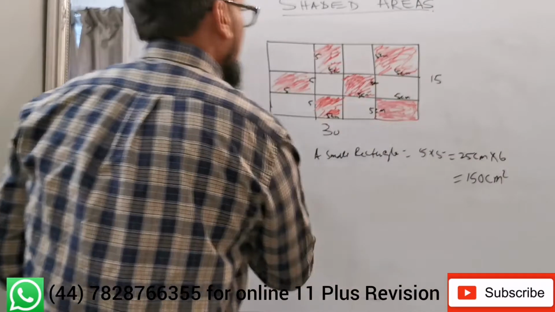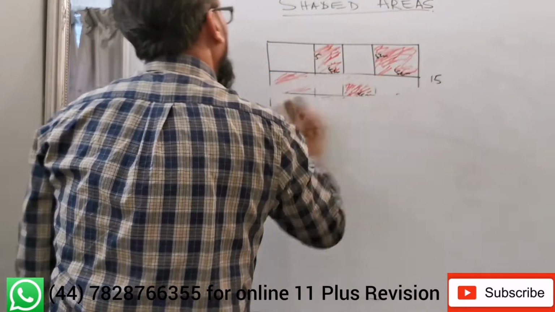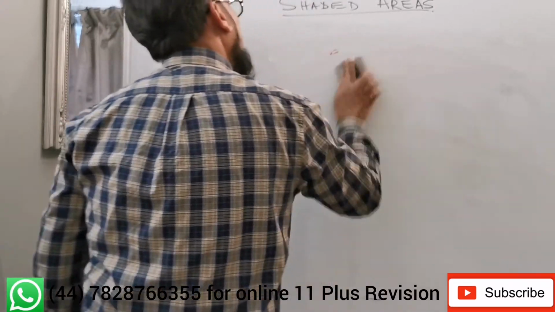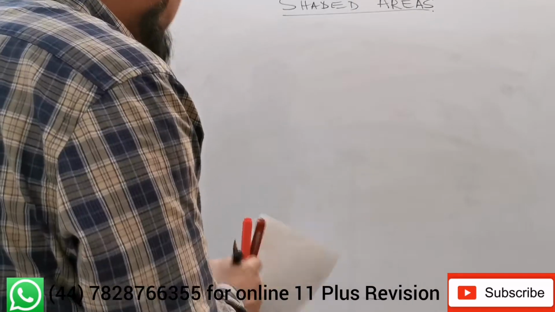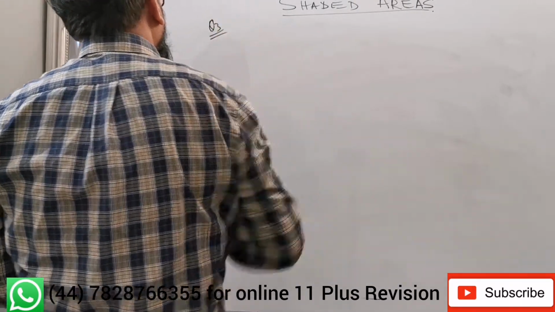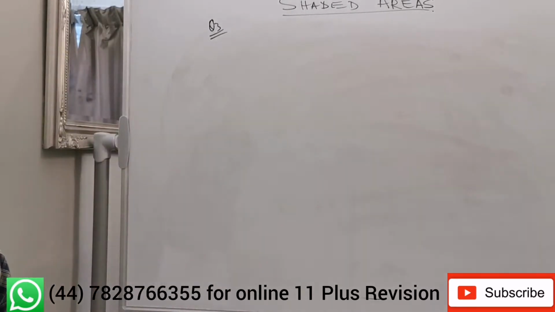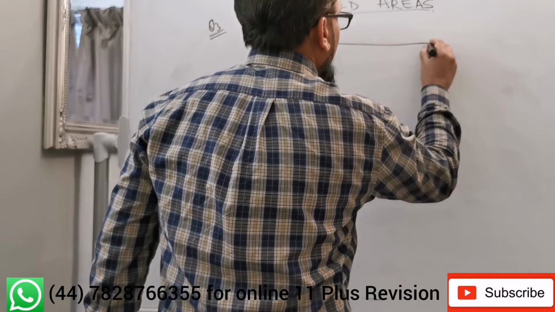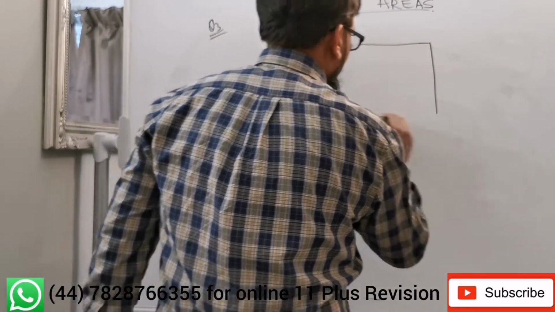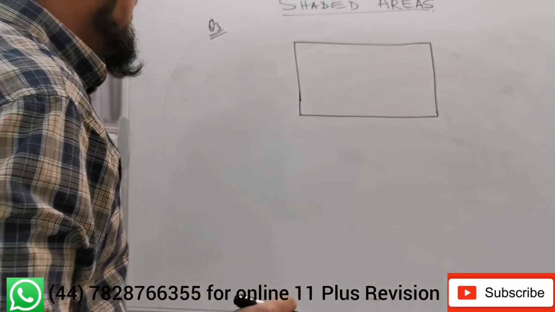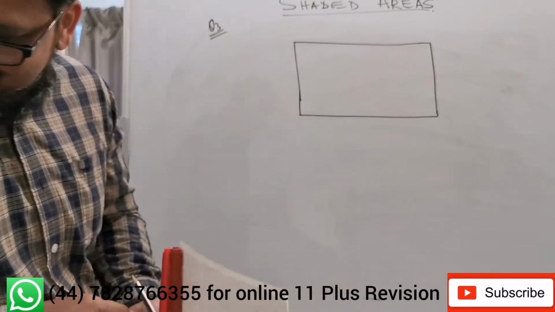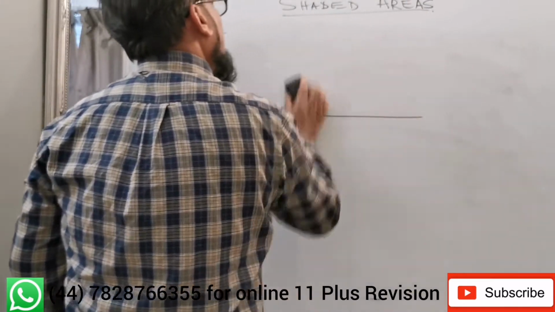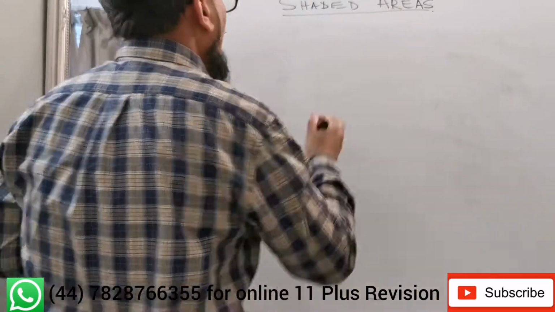Now let's move on to one more question. Okay, so question number 3 is being assessed in one of the grammar schools, and the question is asking about what? Same as before, okay, rectangle. Let me go for, instead of a rectangle, a square shape.